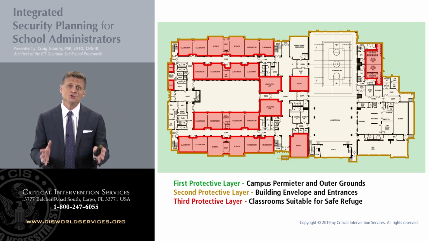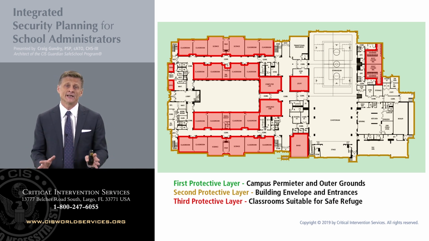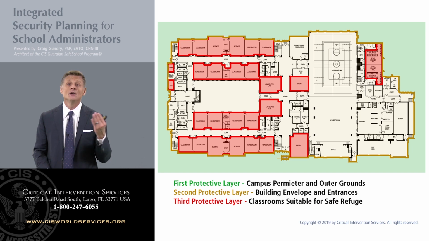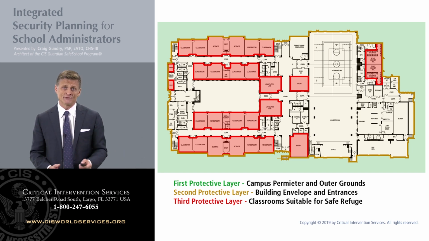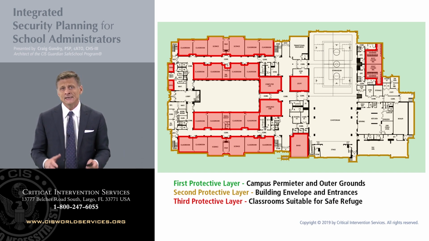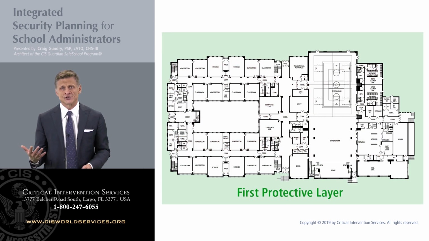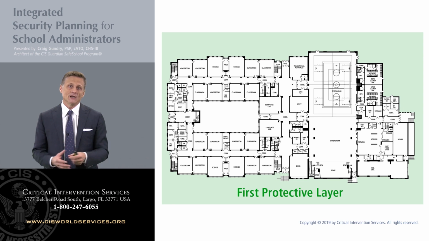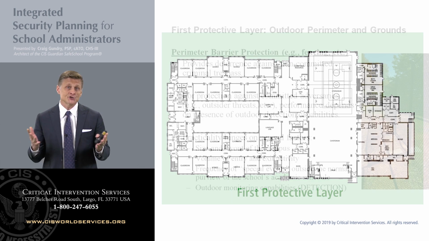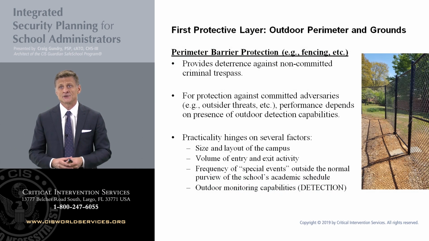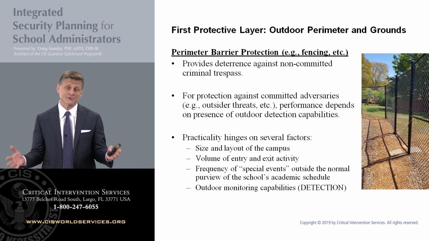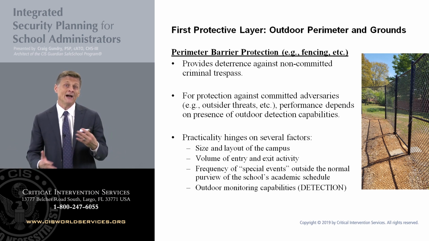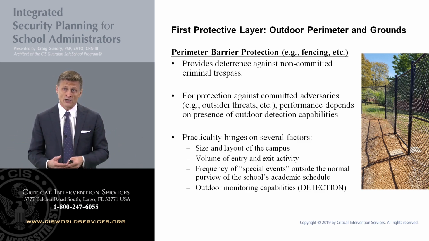In other words, that they are intrusion resistant and can provide some useful delay in slowing down an adversary or deterring an adversary from accessing the students taking refuge in those rooms. Now, starting with the first protective layer, many schools around the nation have been installing perimeter fencing as a means of trying to deter adversaries from entering and providing useful time for attack recognition and response.